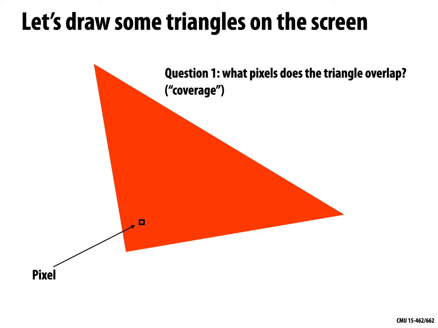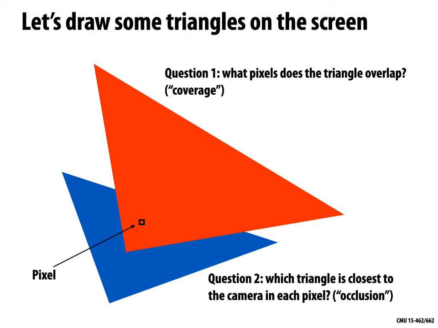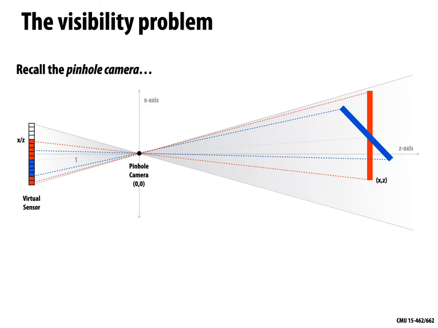Another important question is, well, okay, we know that the red triangle covers this pixel. We might know that another triangle, the blue triangle, covers this pixel. Which one is closer to the camera? Which color value do we finally see? And that's the question of occlusion. Okay? So this second question is called the visibility problem.